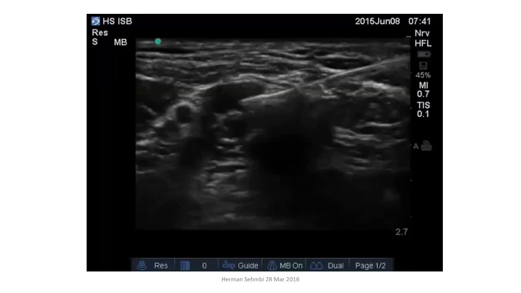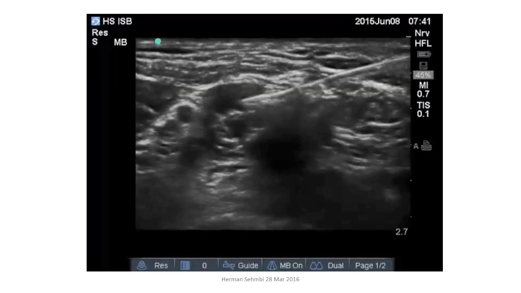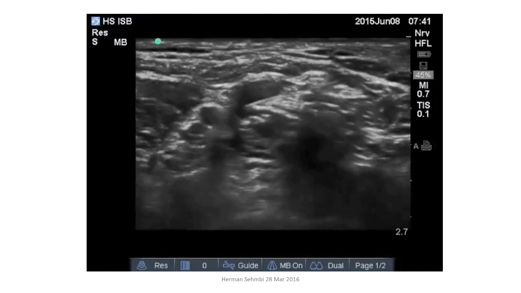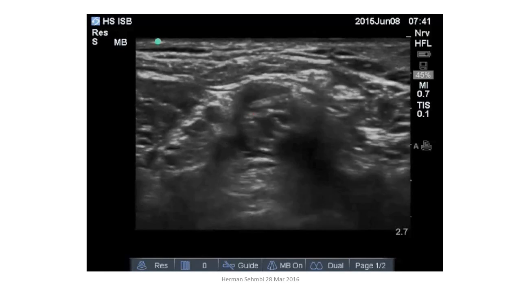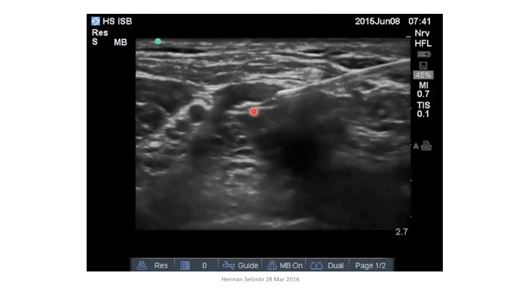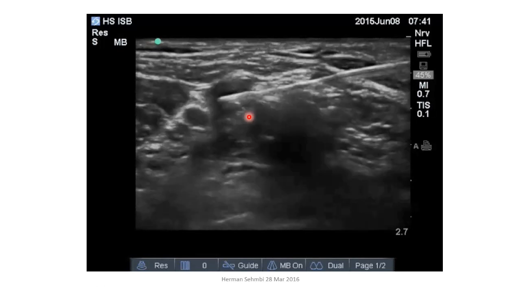This video shows a needle for interscalene block approaching in plane through the middle scalene muscle. Now you can see the dorsal scapular nerve just here in the middle scalene muscle. So great care has to be taken to avoid injury to the dorsal scapular nerve.